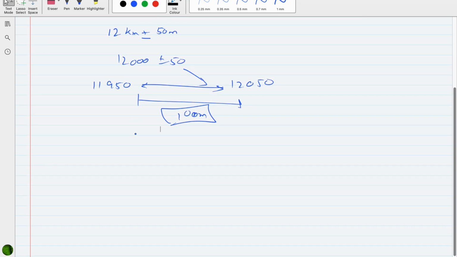Now how do we write it? Whenever we have to write it as an inequality, this is 11,950 less than or equal to x and less than 12,050. This sign is really important.